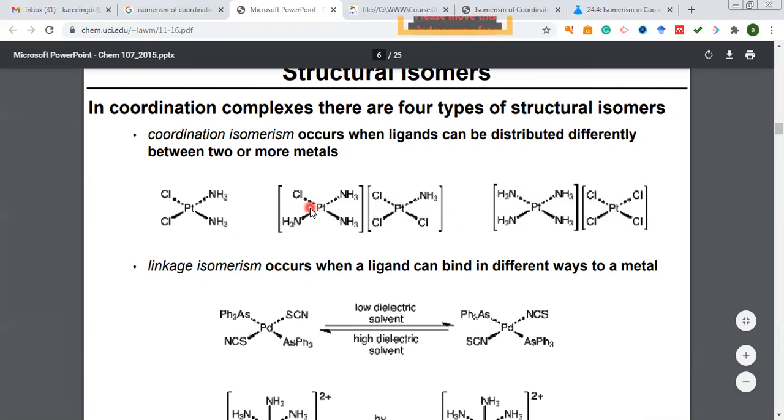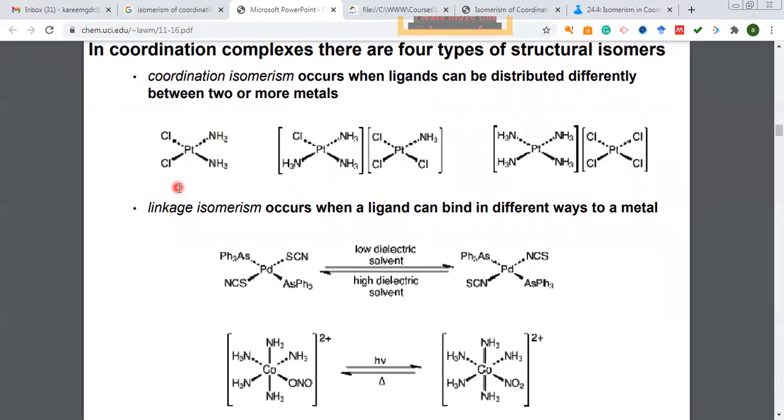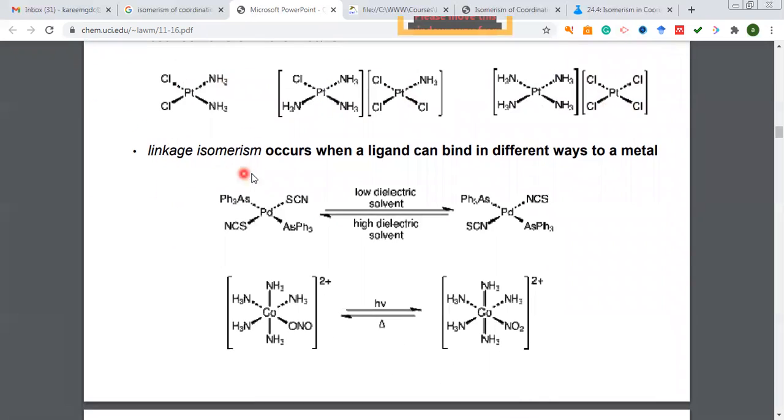But here the connectivity is different. In the first sphere of this compound, platinum is connected to three ammonia and one chloride, whereas in the first sphere of the second compound, platinum is connected to four ammonia molecules. Here it is reversed. This platinum is connected to three chlorides and one ammonia, and in this compound platinum is connected to four chloride ions. This type of isomers are known as coordination isomers.